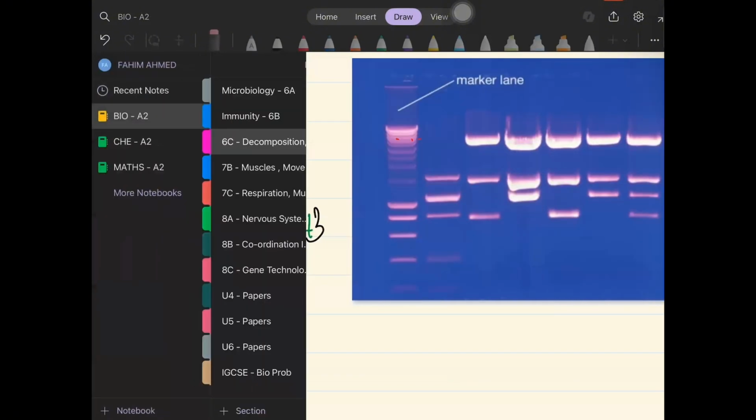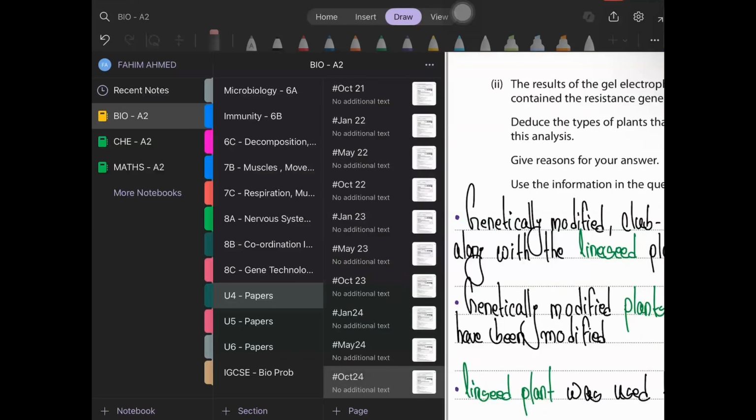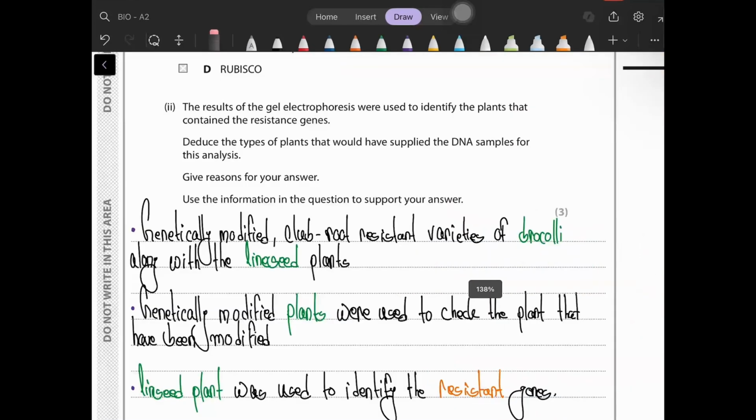It said to identify the DNA samples that we could have used for this technique, right? For this, I could have used the DNA from the genetically modified plants so that I could identify the other genetically modified plants by comparing their DNA strands or the height of the DNA bands, whether they're the same or not. I could have also used the original broccoli plants and compared their bands with the genetically modified plants to identify the genetically modified plants as well.